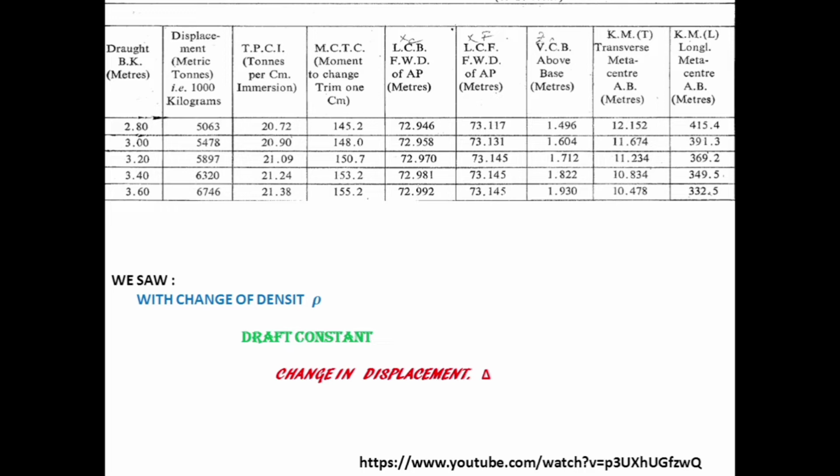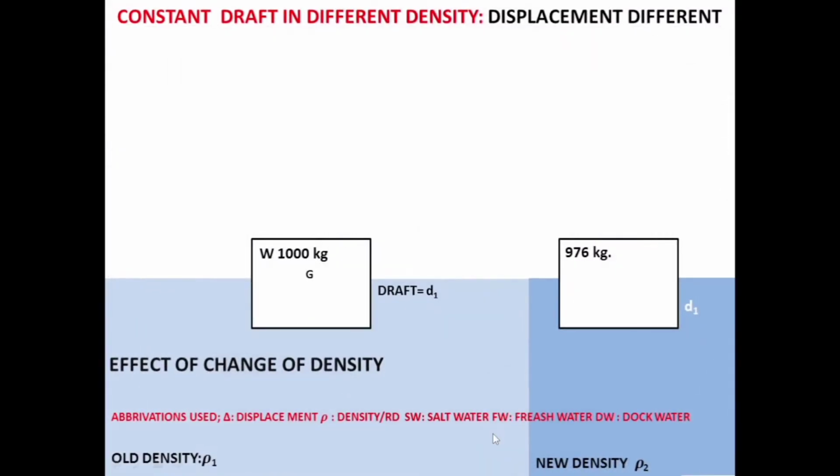One of the things we talked about is that when there is a change of density, and if the draft remains constant, then the displacement would change, and I talked to you about that in this video here. So let us see how it works. This is what I had shown you there: if two rectangular boxes were displacing an equal amount of water in two different densities, then we had worked out that the displacement had changed from 1000 to 976.